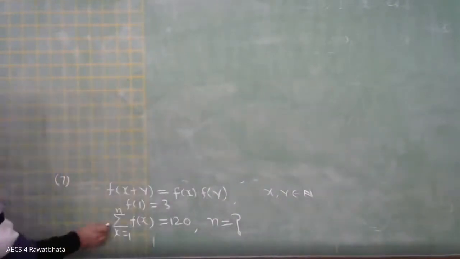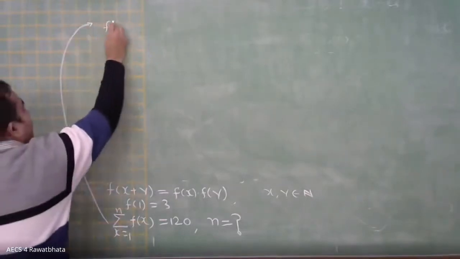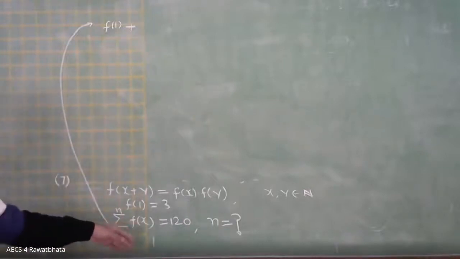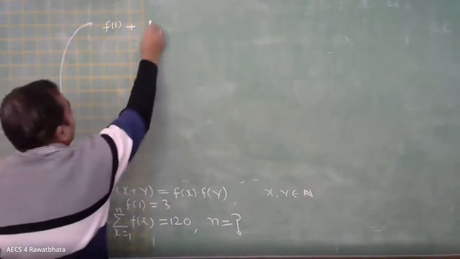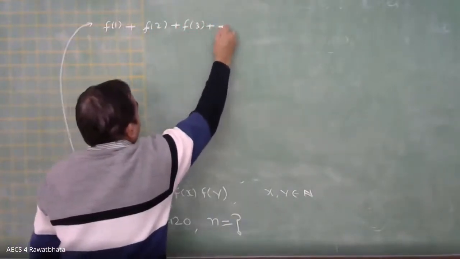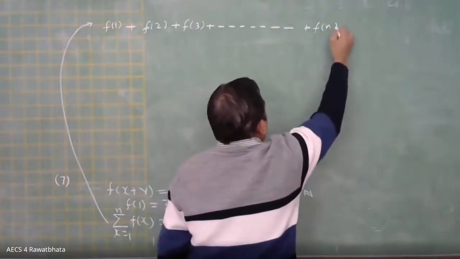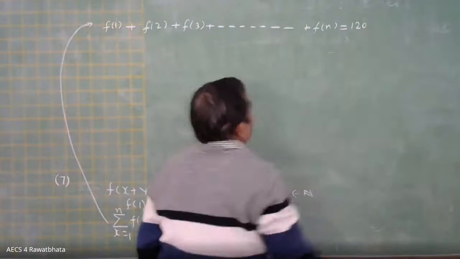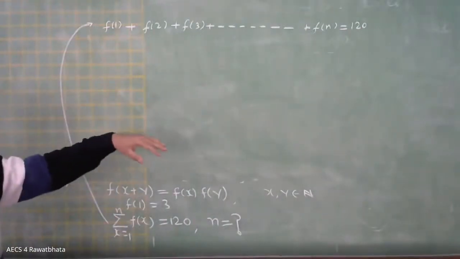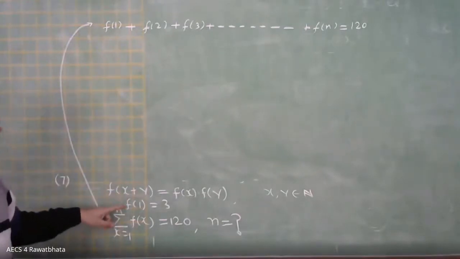Let us expand this. If I expand it, the first term will be f(1) plus, then with an increment in the value of x, f(2), plus one more increment f(3), and the last term will be f(n) equals 120, given. Now I have to find the values of all these f(1), f(2), f(3), and then put them here. How to get the value of f(1)? f(1) is given 3.